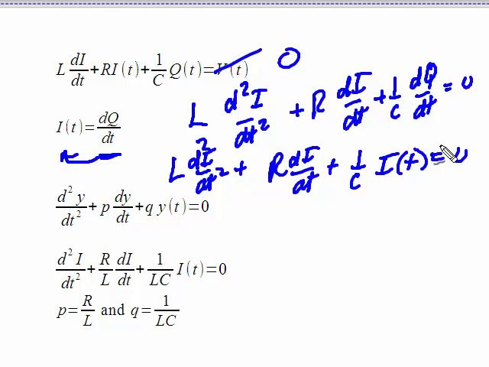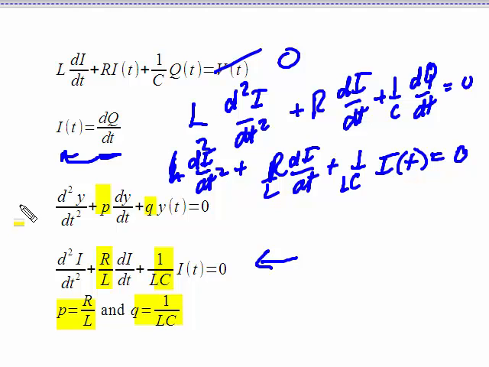And now to proceed I need to write it in standard form, so I have to divide by L. So this becomes R over L, and this becomes 1 over LC, and then of course it doesn't matter on the 0. And so here is that equation for the voltages around the circuit, expressed in terms of the current, written in the standard form. And immediately we can see that R over L is what we had for P in the standard form, and 1 over LC is Q.